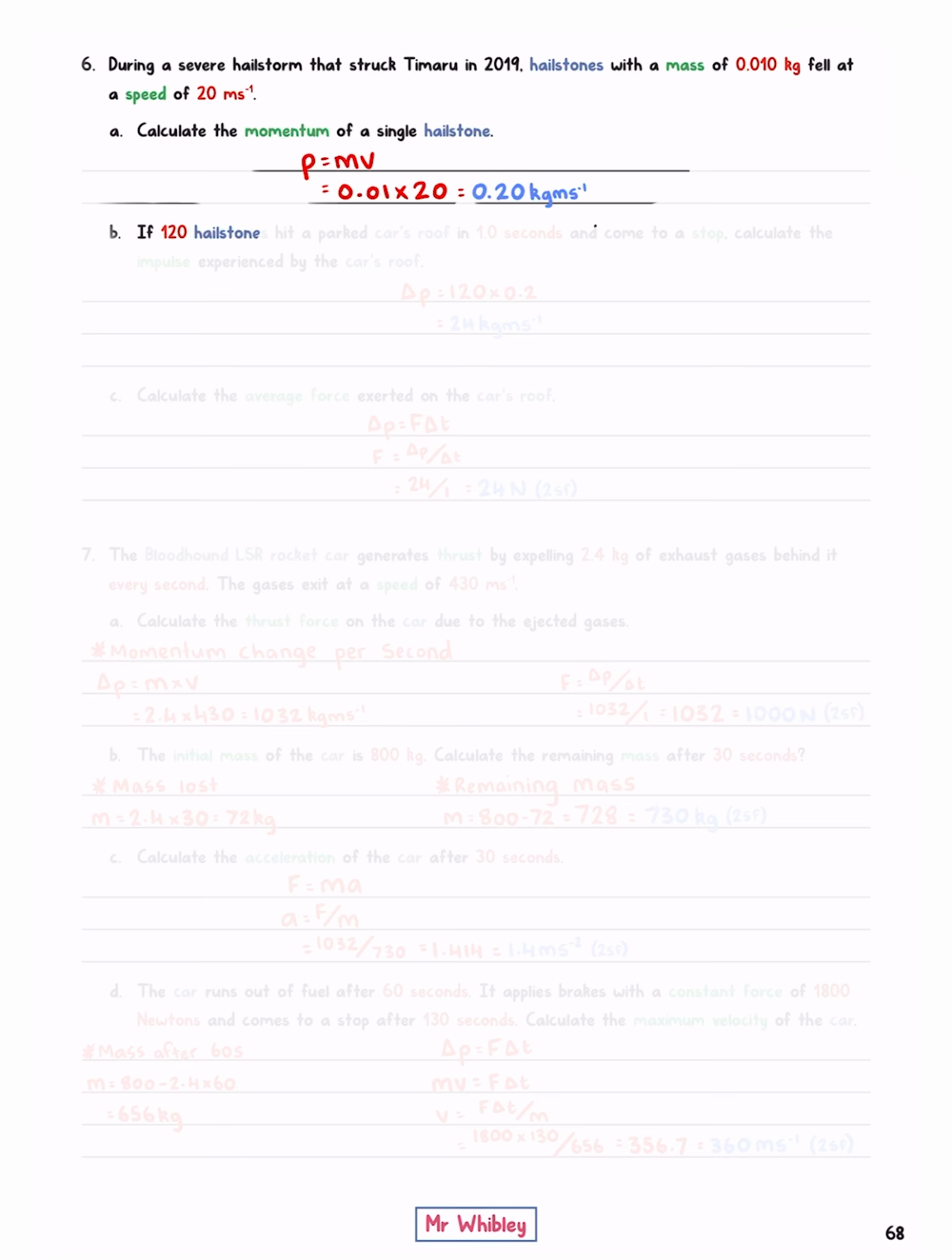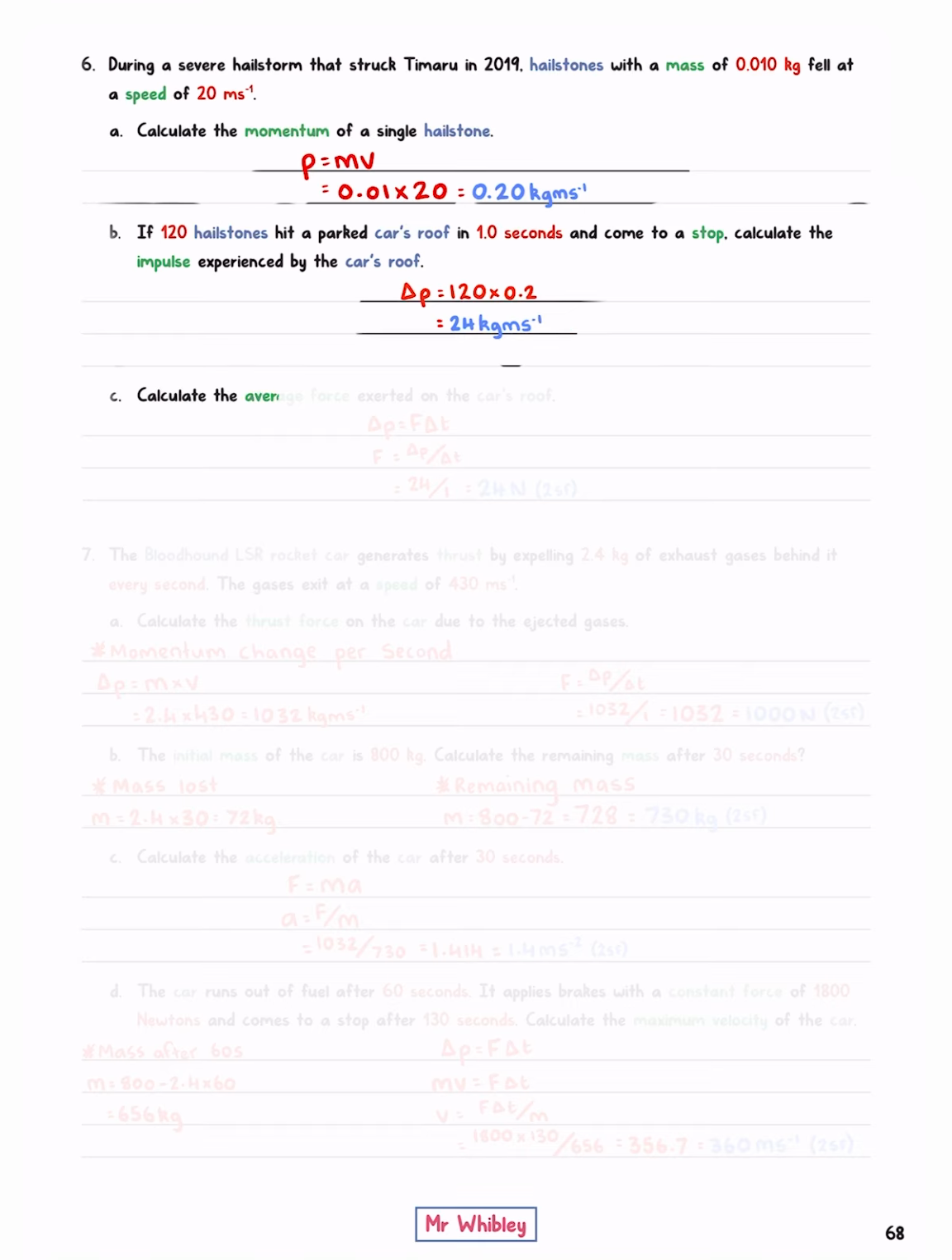If 120 hailstones hit a parked car's roof in 1 second and come to a stop, calculate the impulse experienced by the car's roof. To find our impulse, we just need to take the impulse from one hailstone and multiply that by the 120 that we have in our 1 second, which gives me 24 kilogram meters per second. Calculate the average force exerted on the car's roof. We know our impulse equation, solving that for force by dividing both sides by delta t. Putting in our impulse and our 1 second gives us 24 newtons.